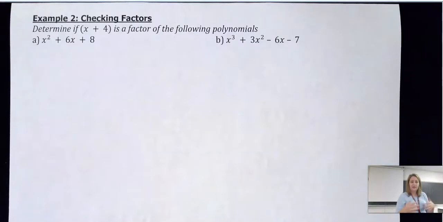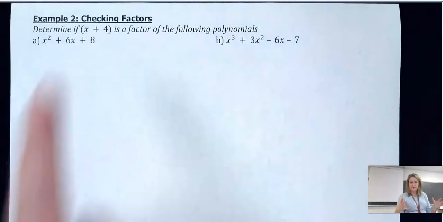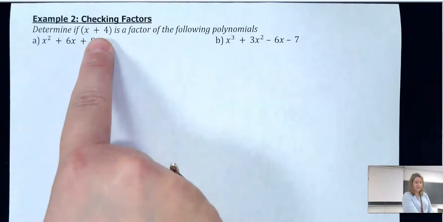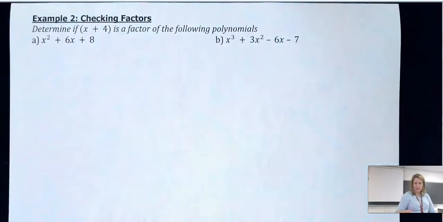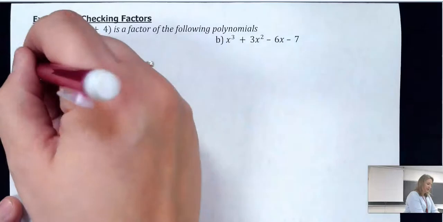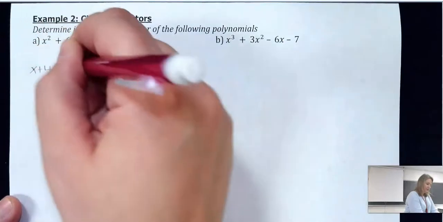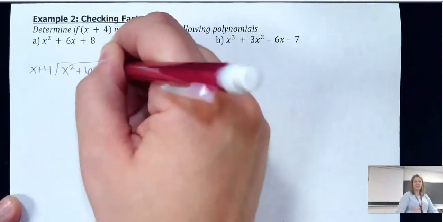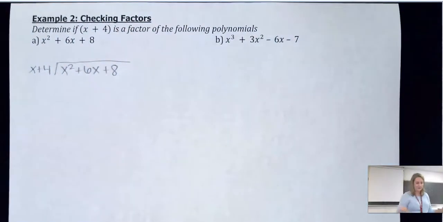Okay, now on the back, a lot of times you're going to see a question that'll give you a polynomial and say determine if such and such is a factor. So what that means for this problem here, it says determine if x plus 4 is a factor of the following polynomial. So what it means is I want to divide whatever they're asking for, the x plus 4 here, into the polynomial. So I'm just going to go ahead and set this up. We're going to divide x plus 4 into x squared plus 6x plus 8, and then we'll talk about how do I know if that's a factor.